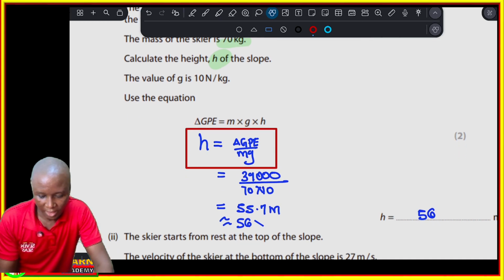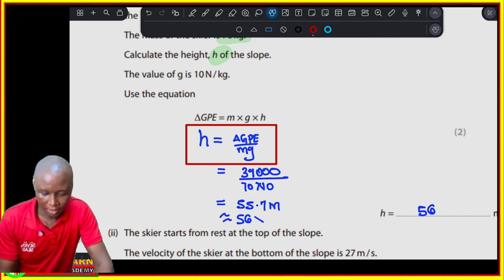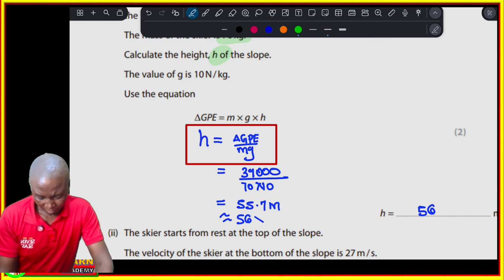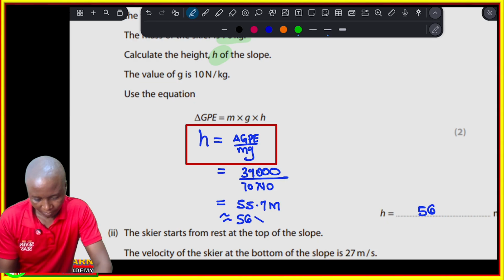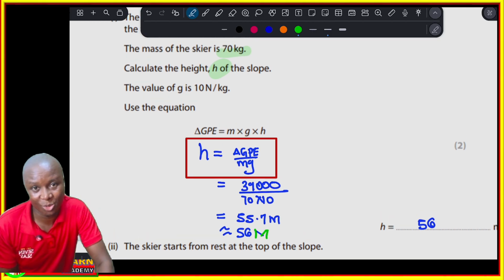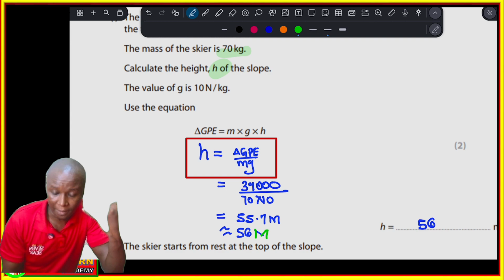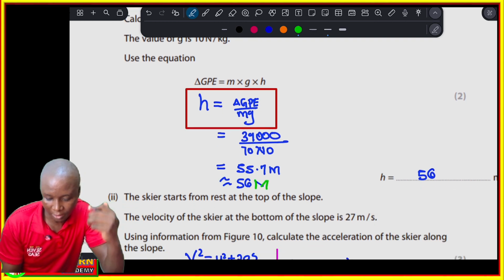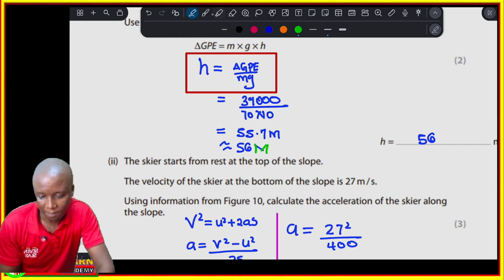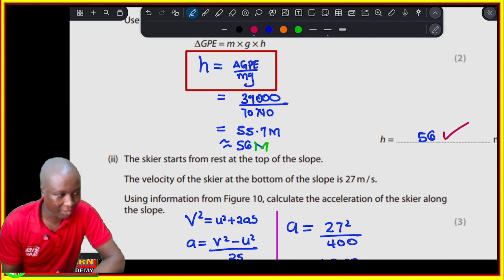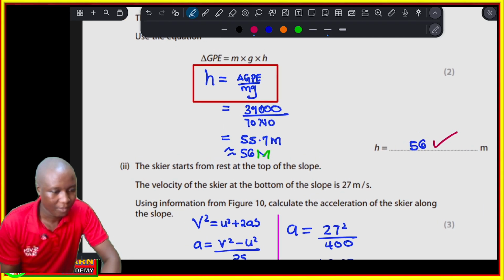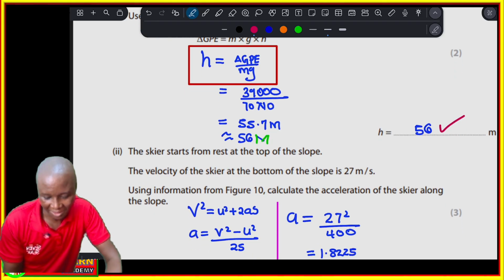Once you have rearranged, you're going to say GPE over mass times gravity is going to give us the height. If you work it out, you're going to get your answer, which is approximately 56 meters. Because we are talking of the height, you have to remember the units. But in this case, our life was easy because the units were already provided in this question. You are not supposed to write the unit because they were given out.